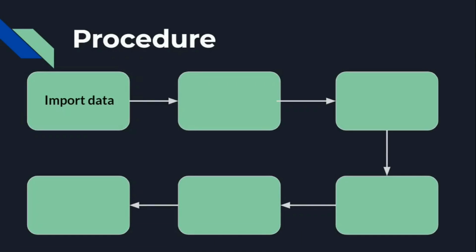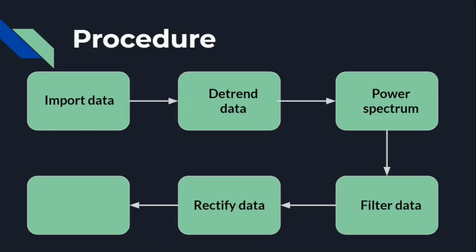Procedure. First of all, import the data, then detrend the data. Detrend means finding the baseline. Sometimes EMG waves do not have a baseline at 0, which it should be. The baseline is sometimes like 1, 2, -1, -2. So we have to adjust the baseline by detrending the data. Then I'm gonna do the power spectrum, filter the data, and rectify the data. Then I'm gonna do a moving average to make the envelope. I'm gonna show you how to do all those procedures by using Matlab. So let's go to Matlab.